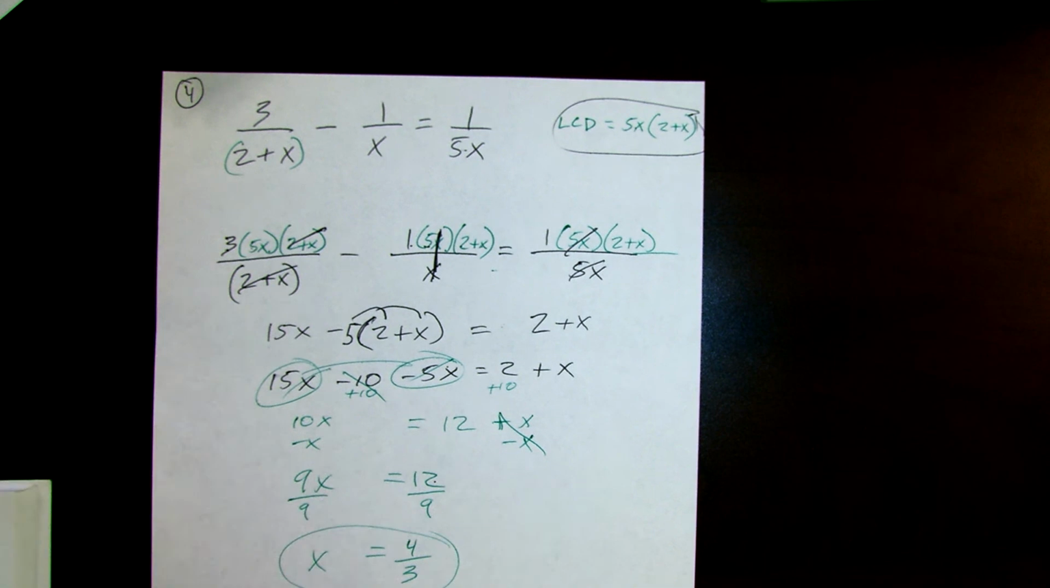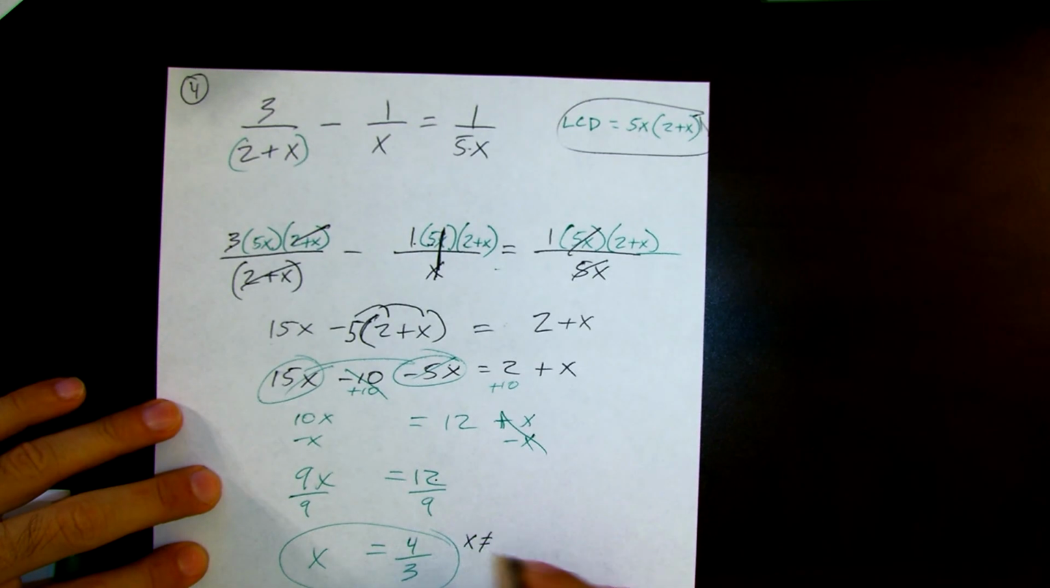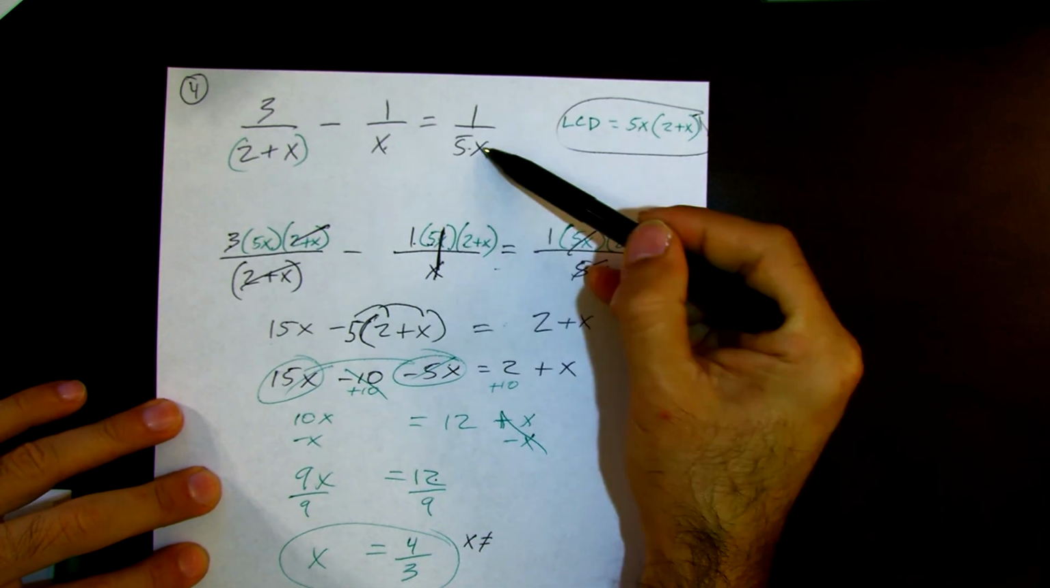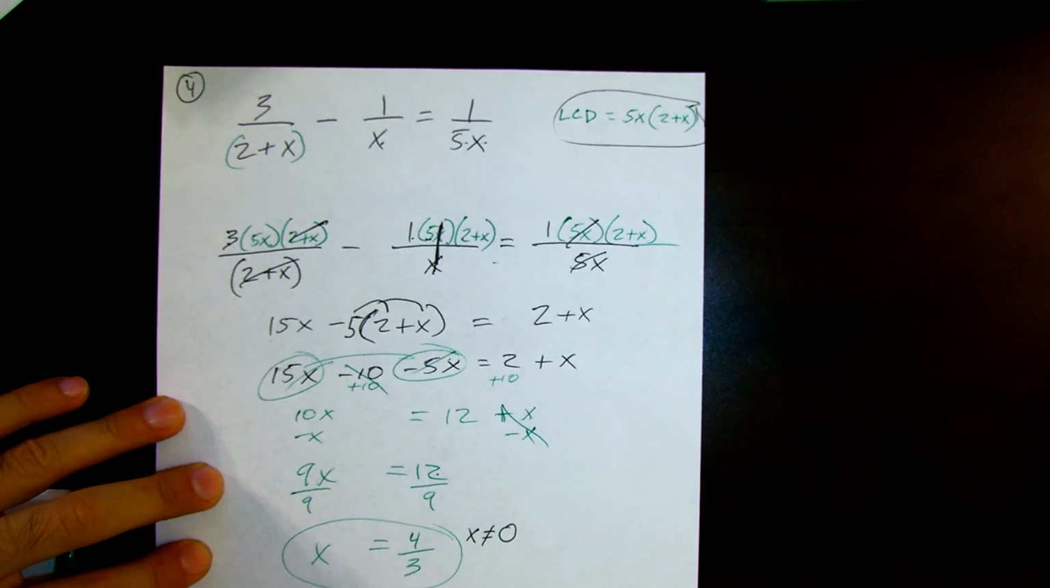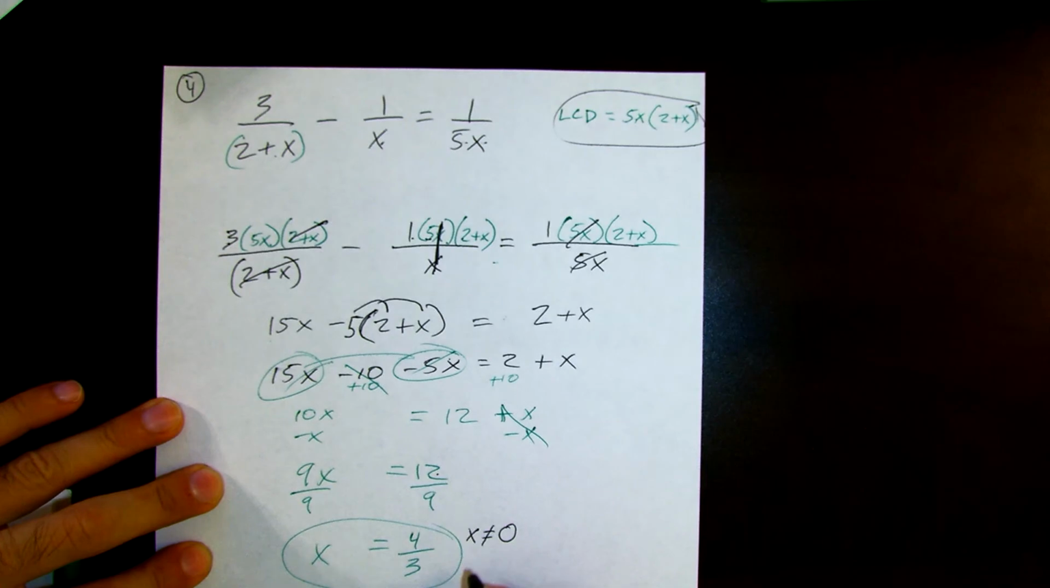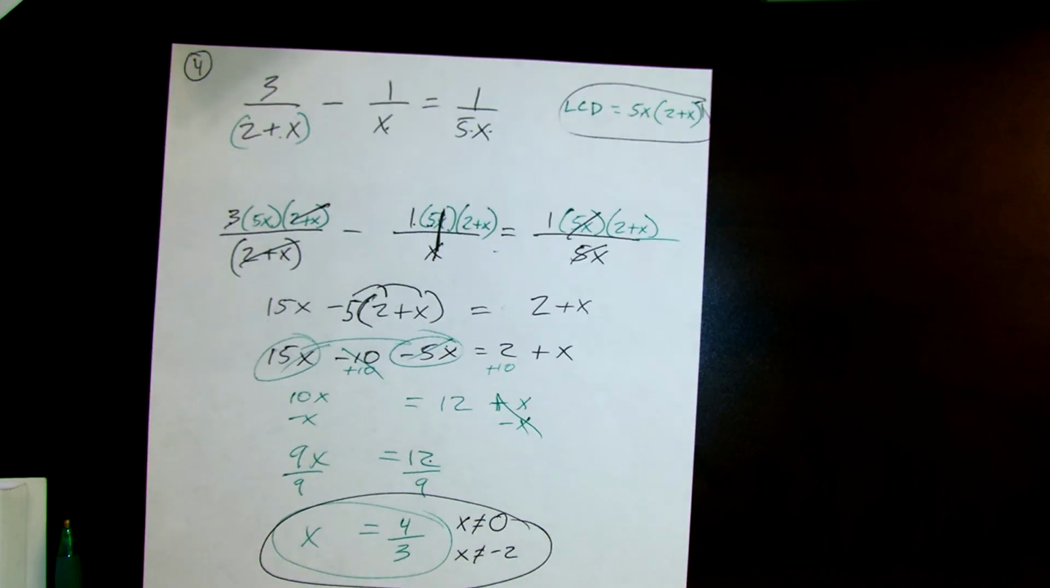Oh my God. I broke all my rules. Actually, we still have to do the restrictions. Let's go back. We should have done this earlier. Jeez. All right, look, if we plug in 0 here, we end up with 0 in the denominator. How about here? If we plug in -2, we also end up with that. So now we have the full answer.